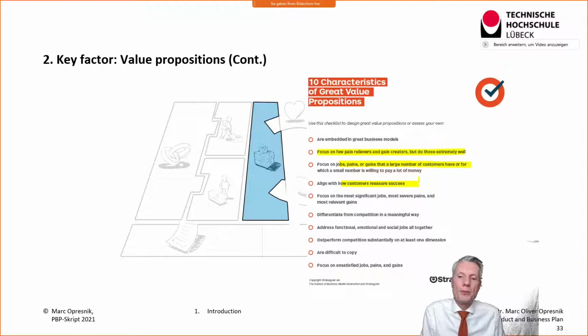Focus on the most significant jobs, most severe pains, most relevant gains. You cannot focus on everything. Just pick out one problem, for example, and then tailor your offering to that specific problem. Look at what is already out there in the market. Who's already in the market addressing this kind of problem?